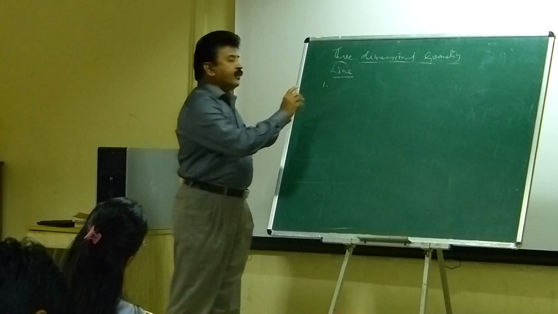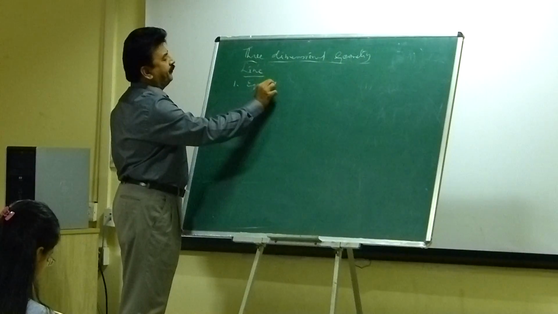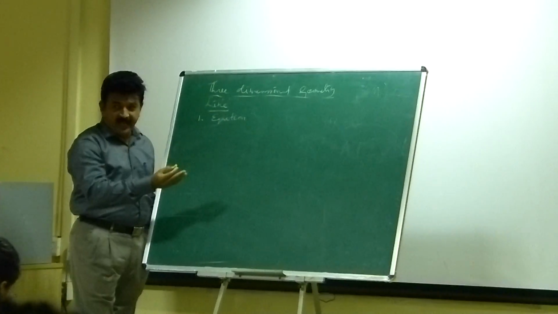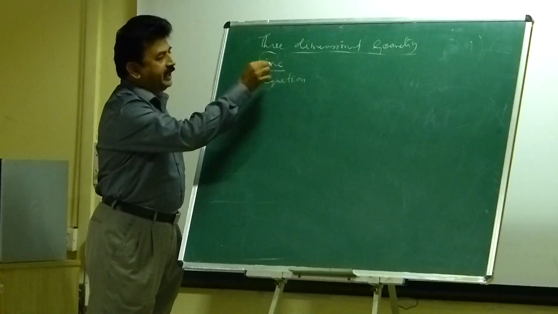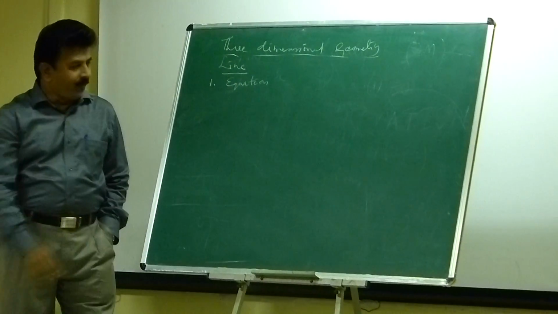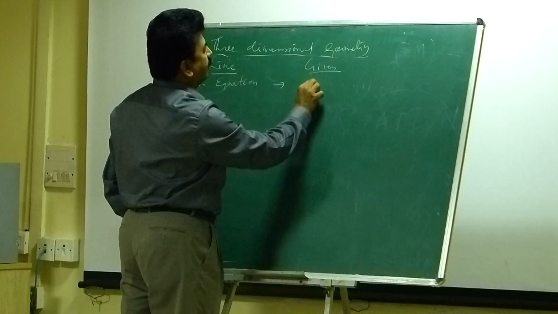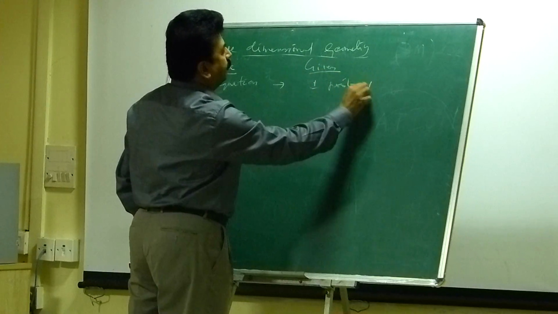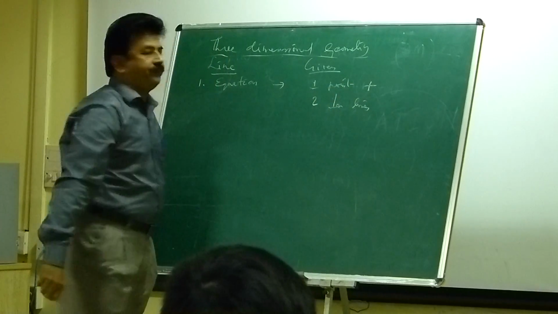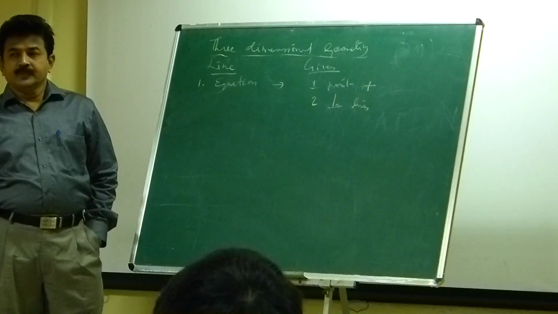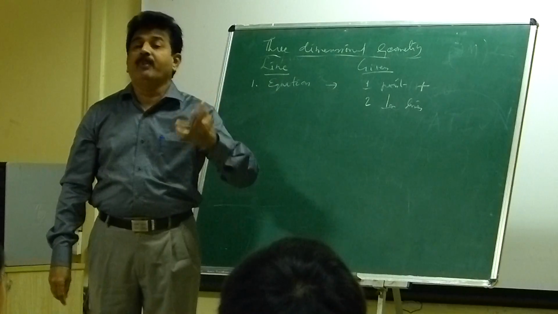Okay. So number 1, equation required. I'm not writing very elaborately. Maybe I'm using some kind of electronic language or SMS language. Okay. Line equation wanted. Given. What is given? What can I do? Given 1 point plus 2 perpendicular lines. 1 point on the line and plus 2 perpendicular lines.